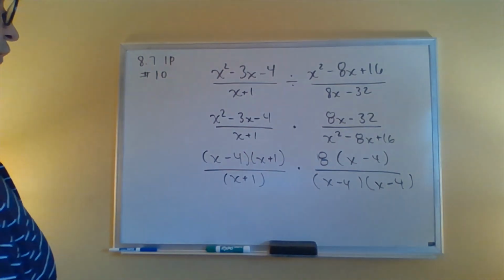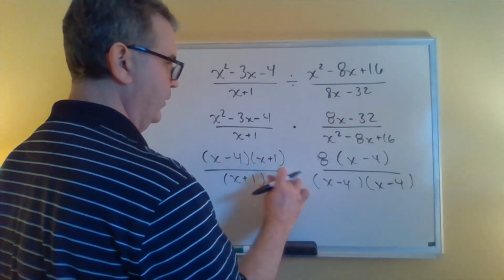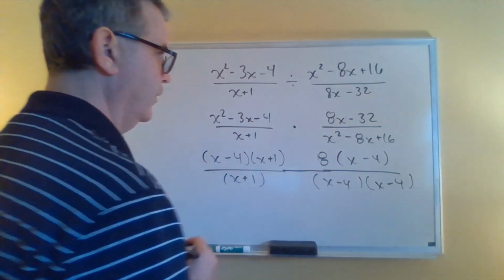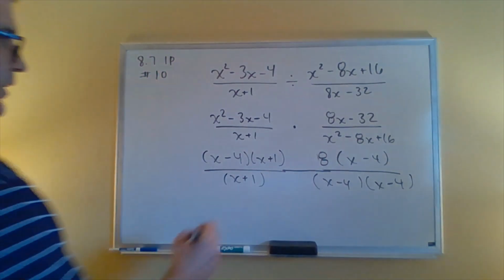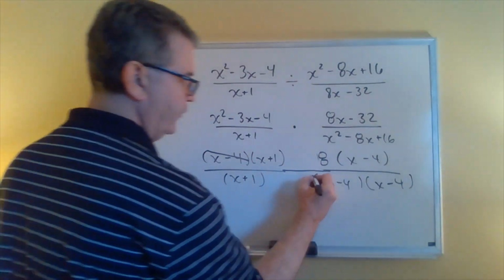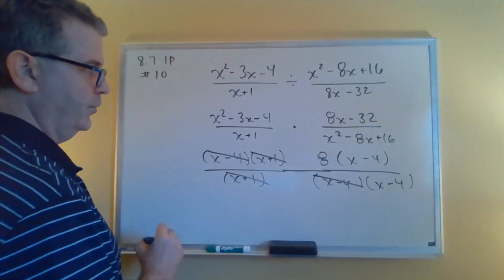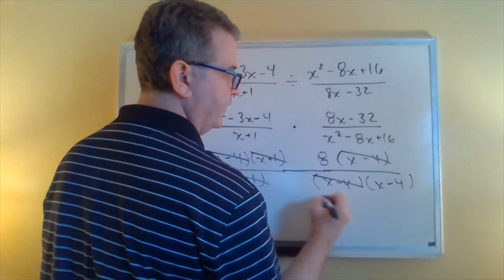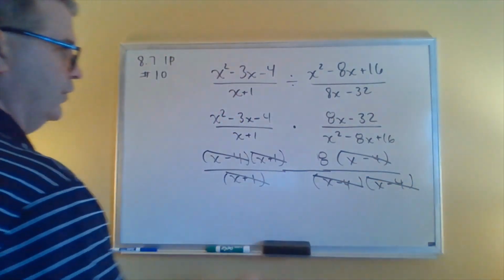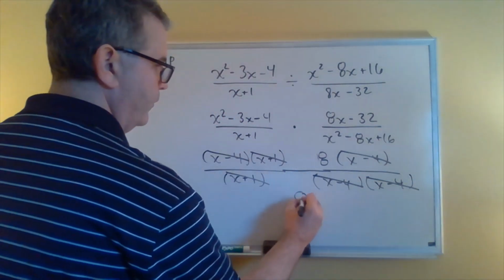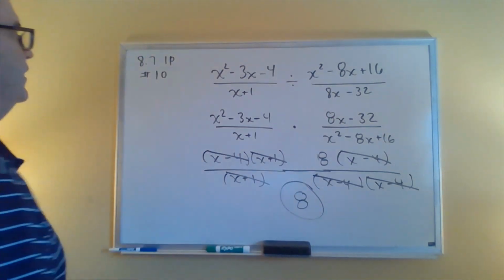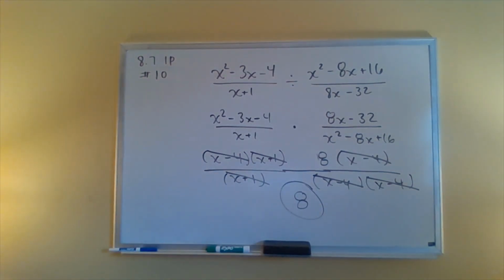Yep. So now that I've factored everything, I'm going to go ahead and rewrite this as one fraction and start looking for some things I can cancel out. I can cancel out that x minus 4 and that x minus 4. Cancel out x plus 1 and x plus 1. I can cancel out that x minus 4 and that x minus 4. And what's left? My answer is 8 for number 10. Number 10, the answer is 8.